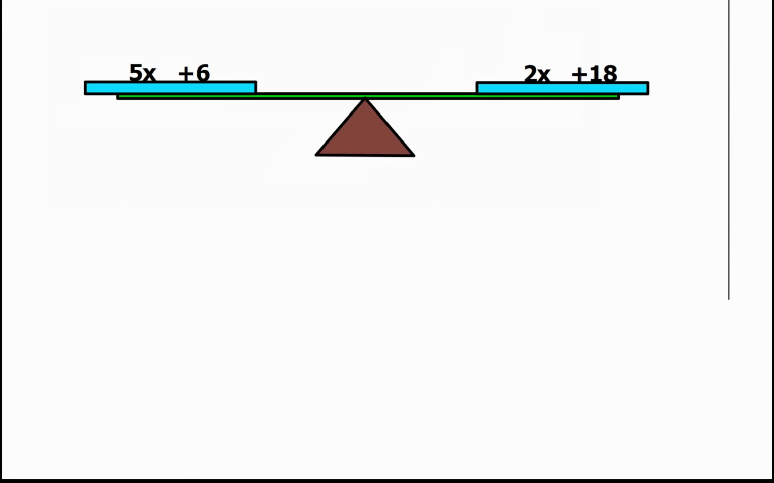Just one more like that. Here we've got 5x plus 6 equals 2x plus 18. We want to get rid of 2x. If I take away 2x from here, I'm going to be left with 3x. We also want to get rid of the 6, so I need to take away 6 from this 18. So here 3x will equal 12, which tells you that x will equal 4.